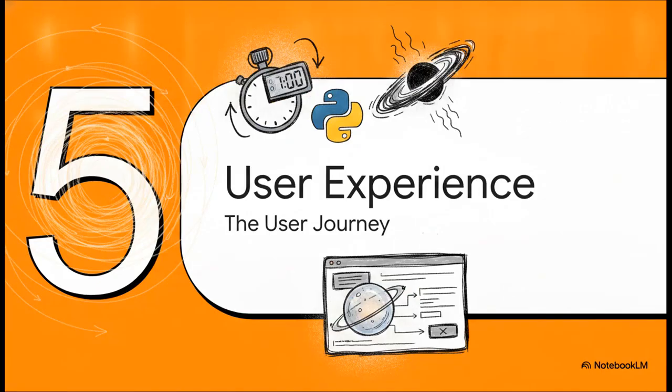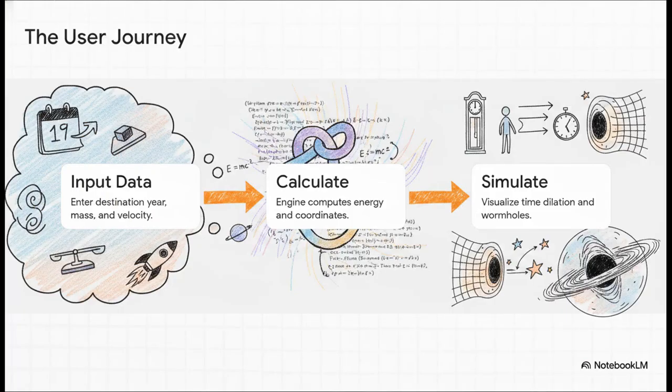Section 5. Simulating the experience. The user journey. So what does this actually look like for the person using it? The user journey is pretty wild. You aren't just typing dates into a dashboard. You're first feeding the system your exact physical variables. Things like your destination year, your current year, mass, velocity, and the surrounding gravitational field.